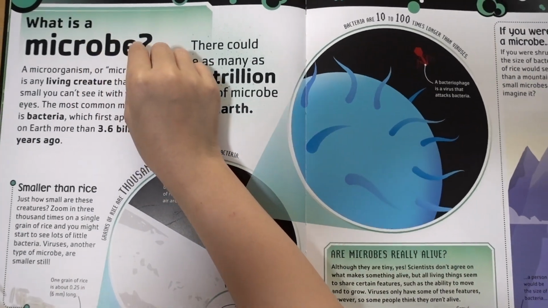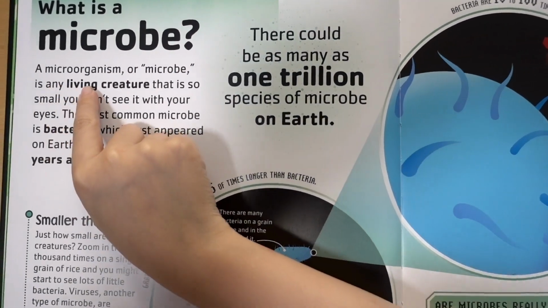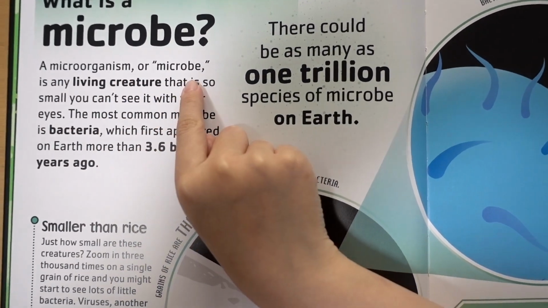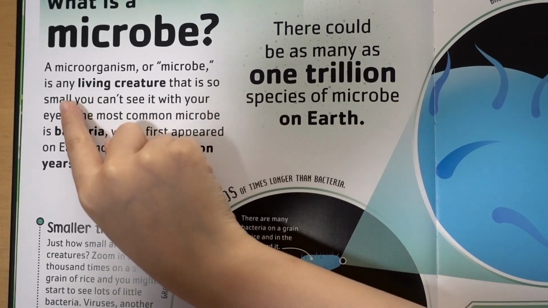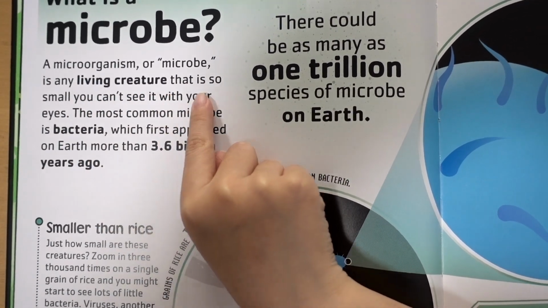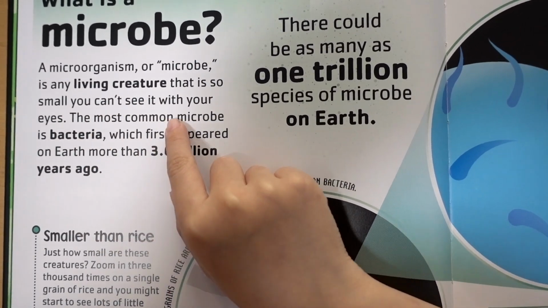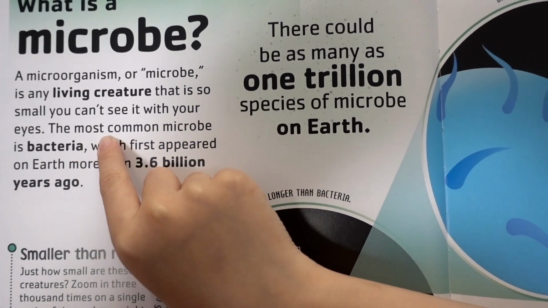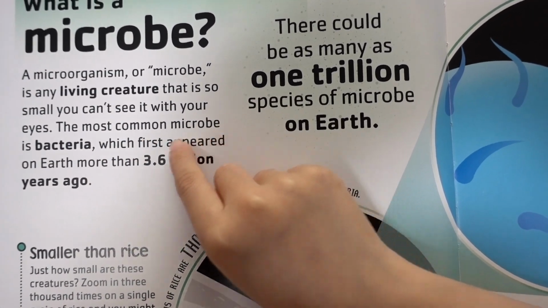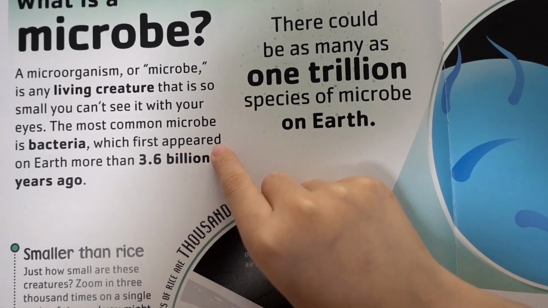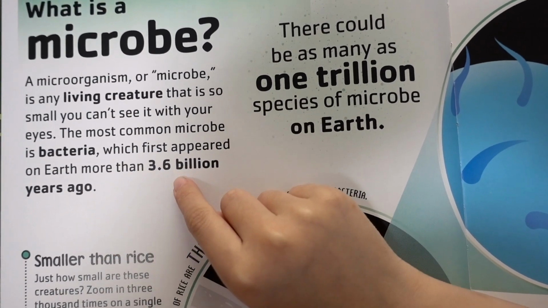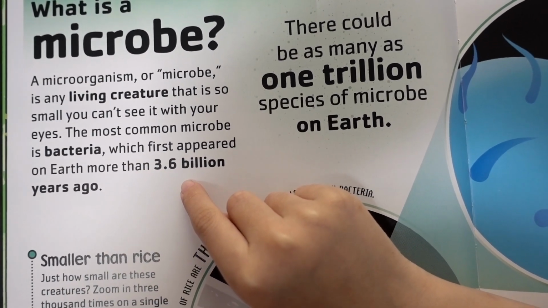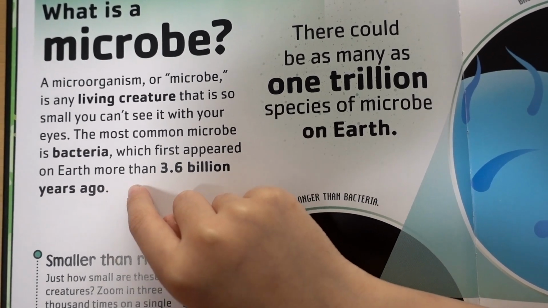What is a microbe? A microorganism or microbe is any living creature that is so small you can't see it with your eyes. The most common microbe is bacteria, which first appeared on Earth more than 3.6 billion years ago.